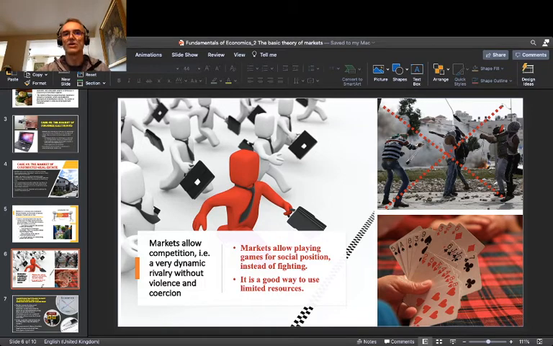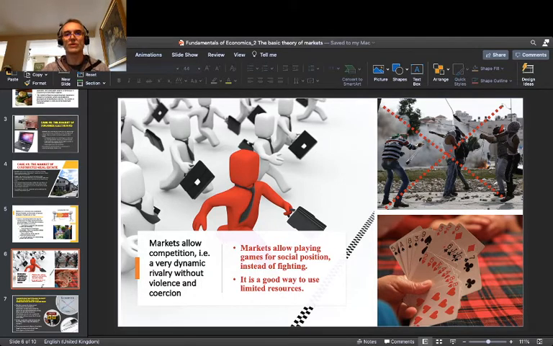When we fight, we devote a bloody big amount of resources just to fighting. And if you think about it, usually in a fight you need to overshoot in order to win. If you want to be sure that you are going to win a fight, you need to put into the fight a lot more resources than is strictly necessary. If you have a peaceful structure for competition, so if you can play a game instead of fighting, you can very precisely scale your resources according to the situation.